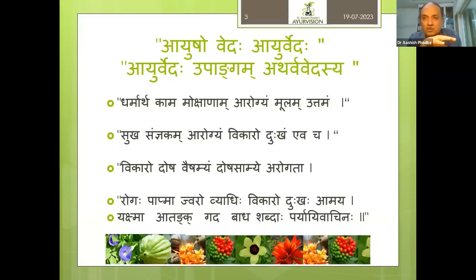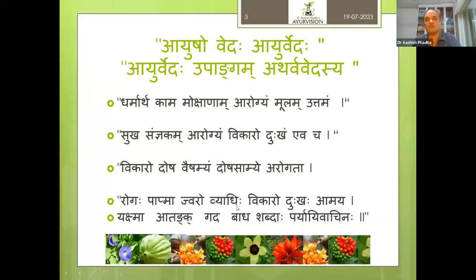Now whenever you are in a Sukha state, then it is Arogyam, and Vikaro Dukkham Evacha. So Vikar means disease state, when there is dukkha to the mind, and of course then, at the second level, to your physical health as well. In the same way, in the third line, you see Vikaro Dosha Vaishamyam. Whenever there is homeostasis or equilibrium in dosha, Vata, Pitta, Kapha, or not just dosha, dhatu also, Agni also, Mala also, then it is considered to be Arogata. Dosha Samya Arogata means it is health, otherwise it is disease condition.